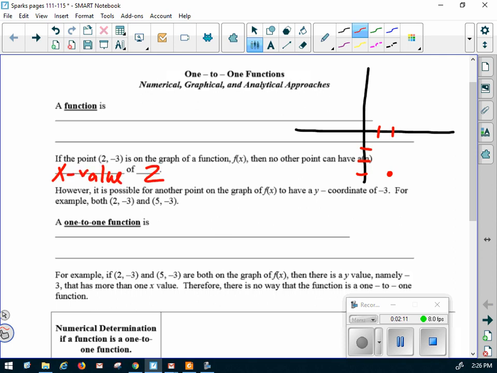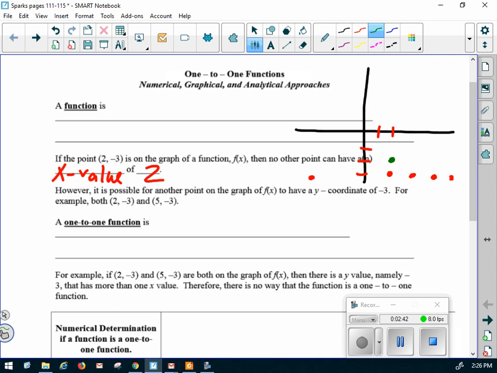Could another point have a y value of -3? Is that still a function? Yeah, that's still a function. Heck yeah, those are all fine. What's not fine? You cannot have another point that has an x value of 2. However, it is possible for another point on the graph to have a y-coordinate of -3, just like we just showed.